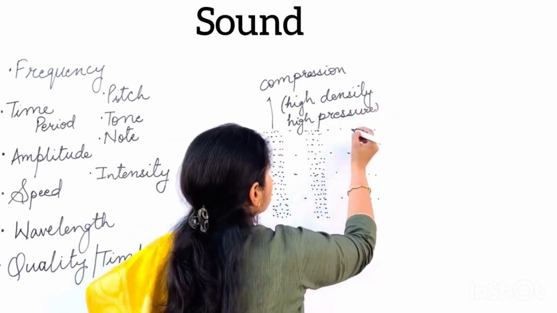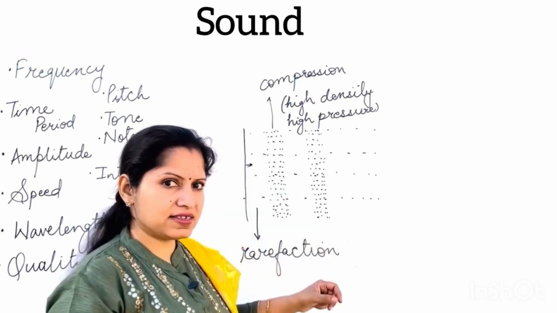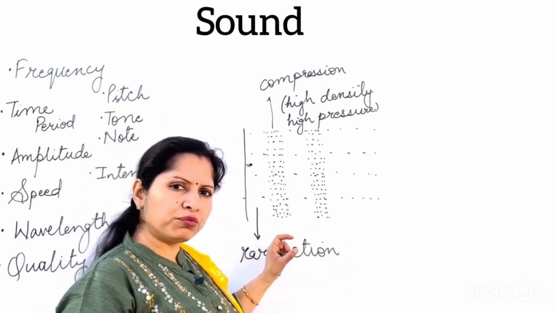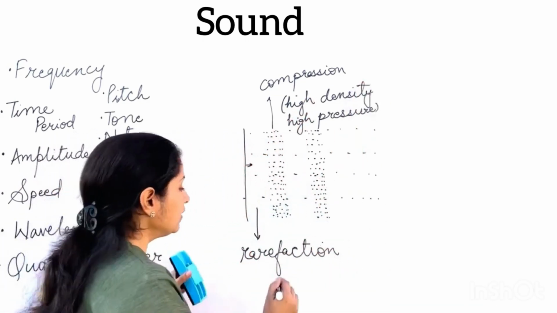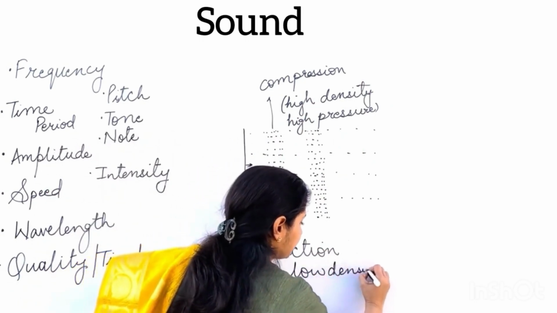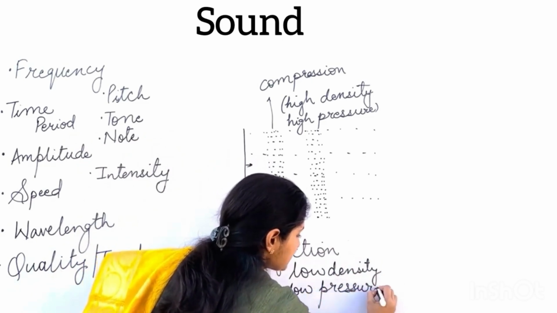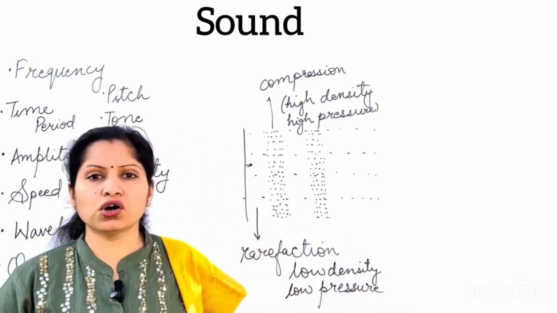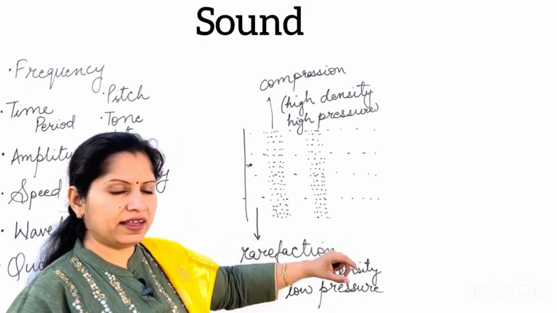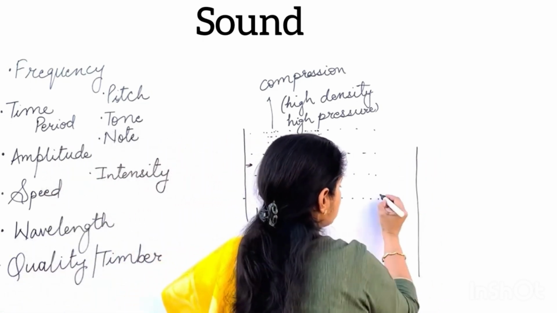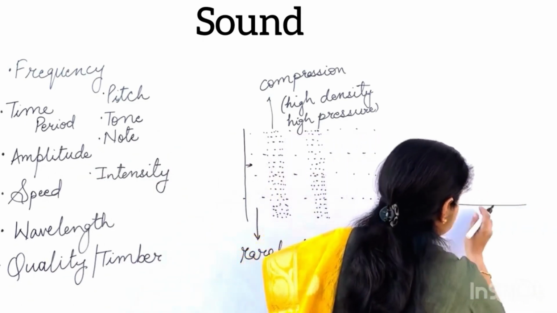Why is it high pressure? Because the particles are very closely packed in that area. There are a lot of particles in this area, so it has high pressure, and we call it high density also. But in the area of rarefaction, there will be low density because the number of particles is less, and low pressure also, because there is not much pressure in that area. Now if we plot this pressure or density as a graph, we take this as a mean position.